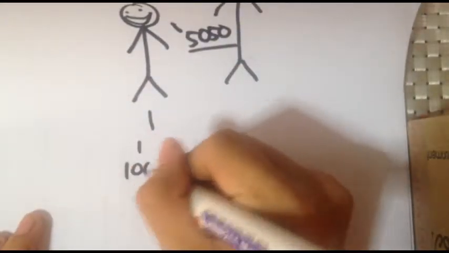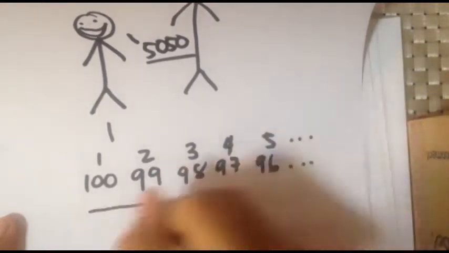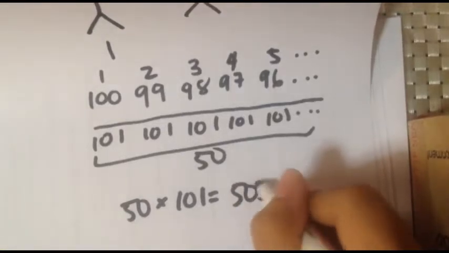Gauss thought that if he paired the numbers 1 and 100, 2 and 99, 3 and 98, and so on, each pair would have a sum of 101, and there are 50 pairs, so the total sum is 5,050. This is what is called an arithmetic series.